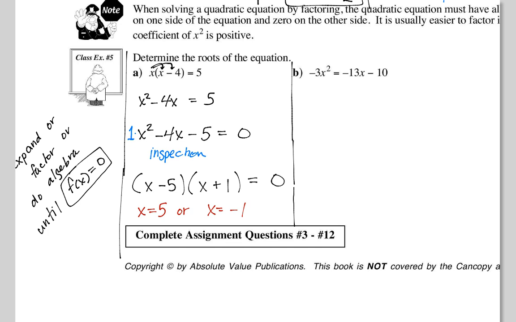All right, now the next one. So for the next one, do you have to do any expanding or anything? No, there's no brackets or anything. So you just have to move terms left and right. So do you want to put everything on the right or everything on the left? Why would you put it on the right?